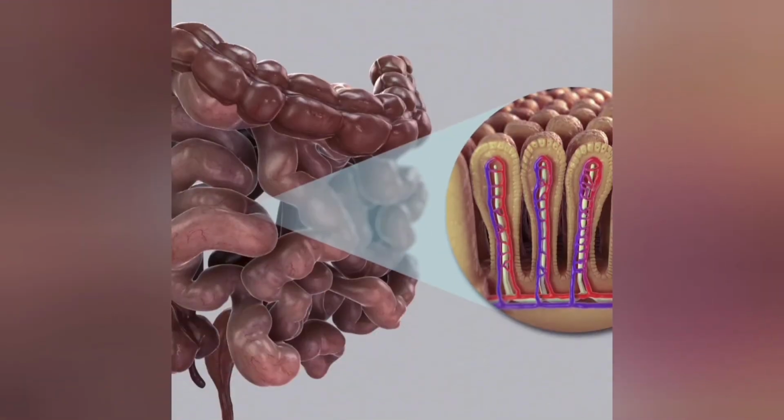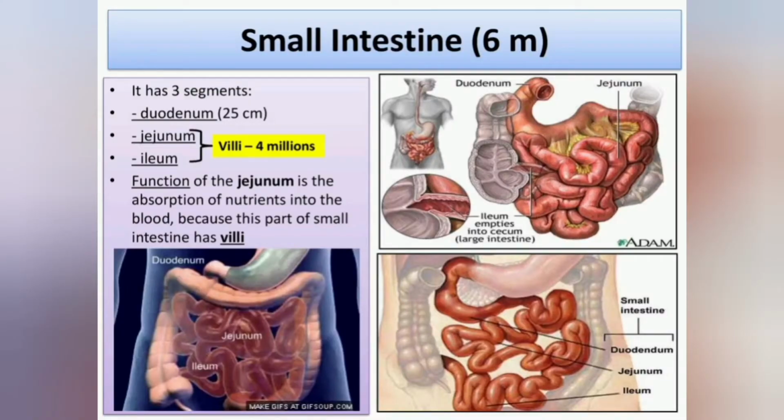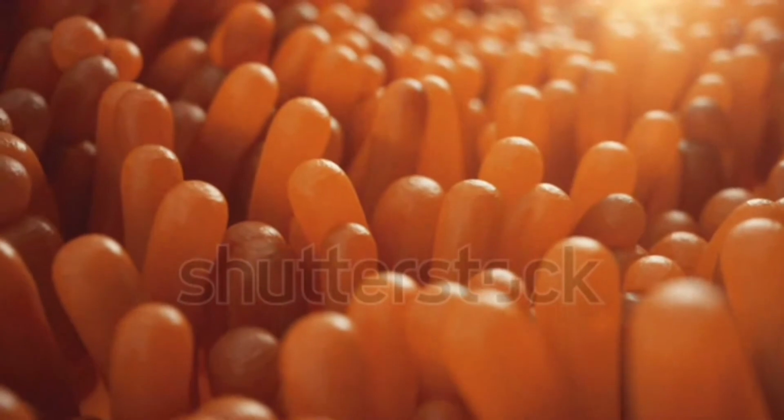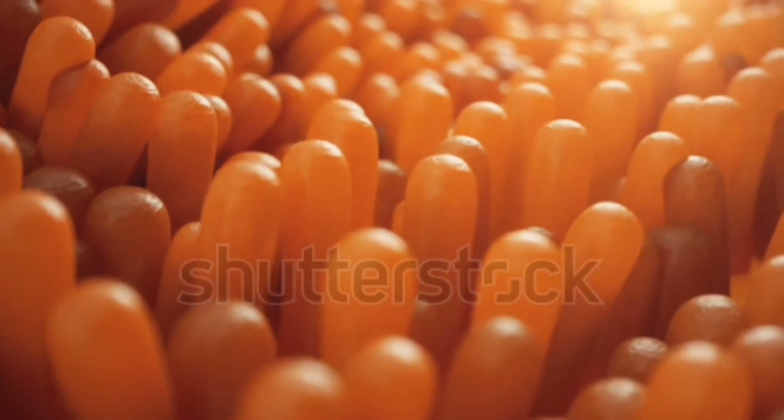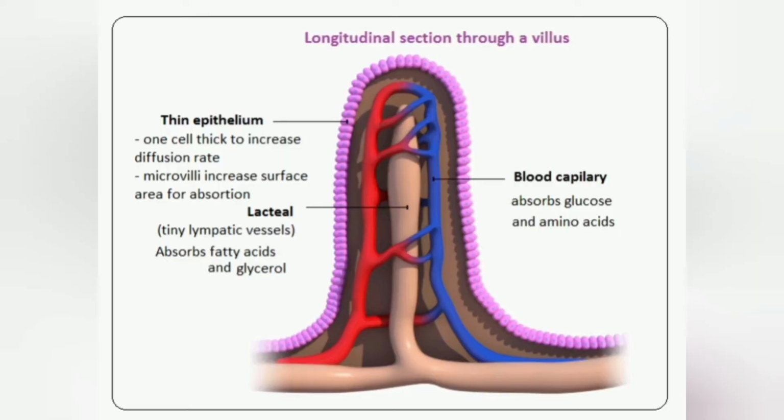In the jejunum and ileum there are numerous villi which help in the absorption of nutrients and also help the intestine to perform its 2 main functions, that is, completion of digestion of food and second, absorption of digested food into the blood. About 4 million villi are present in the jejunum and ileum. In each villus there is an elaborate network of blood capillaries and an unbranched lymph vessel called the lacteal.